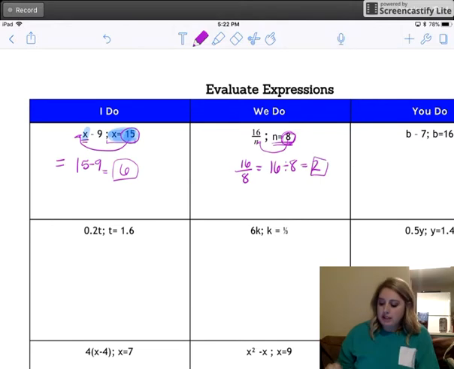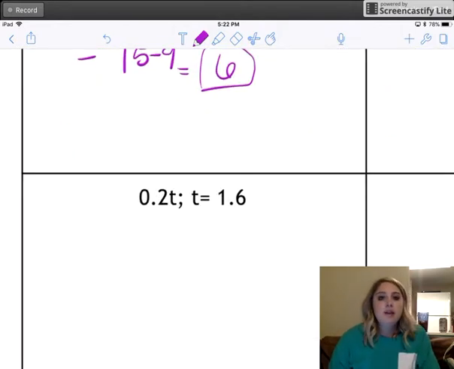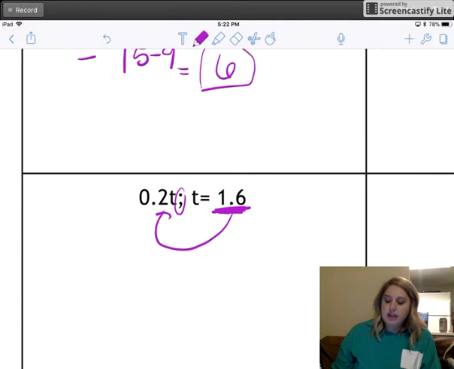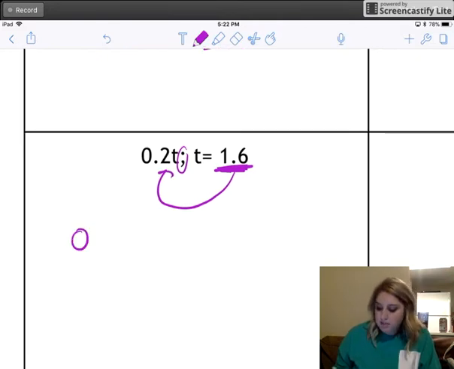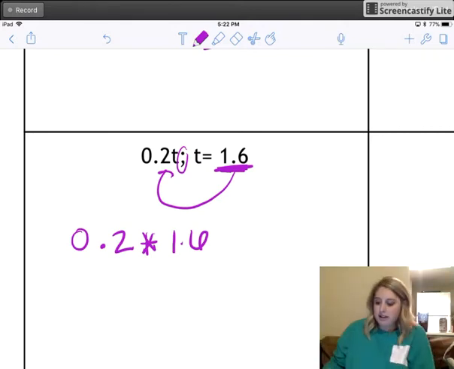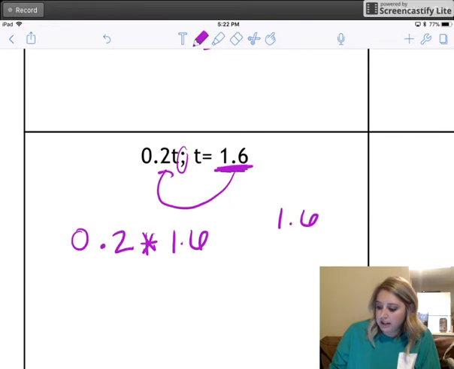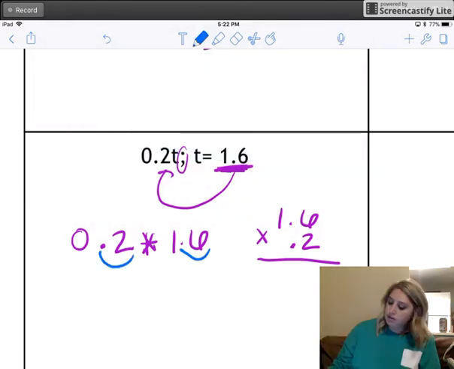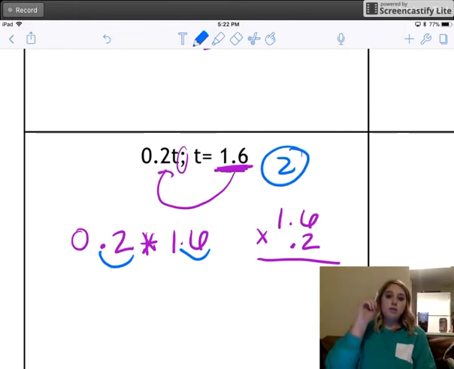Alrighty, for this next one, it says 0.2t when, and the semicolon means like when, t is 1.6. So I'm going to plug in t as 1.6 into this t here. So this would really be like 0.2 times 1.6. Oh goody, we get to multiply decimals. Woohoo! All right, so we're going to take 1.6 and multiply this by 0.2. If I count the decimals and I scoop, I'm going to count 1, 2, so this is 2 decimals, so I have to scoop twice.